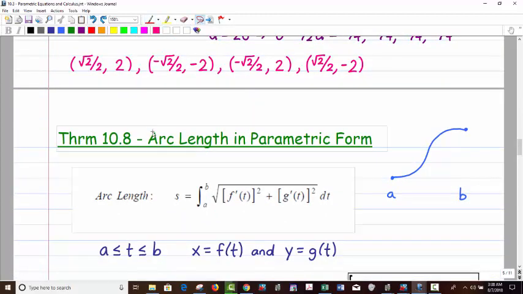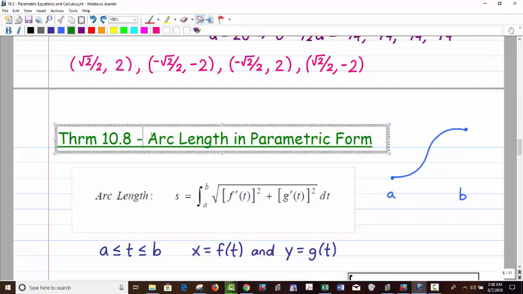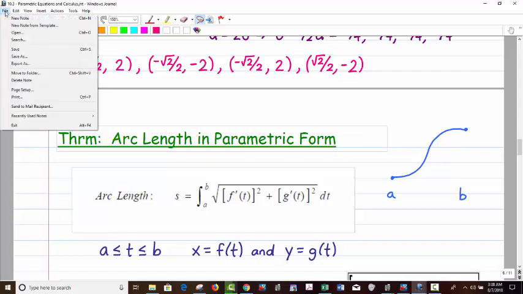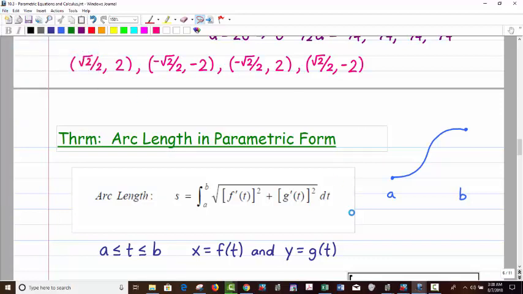Now, let's find arc length in parametric form. This might sound familiar because, wait a minute, didn't we already do arc length in this class? Yes, we did. We did it in rectangular form. Now we're going to do it in parametric form. The rectangular form was the square root of 1 plus the derivative f prime of x squared, from a to b. Here, it's the square root of f prime of t squared plus g prime of t squared, dt.